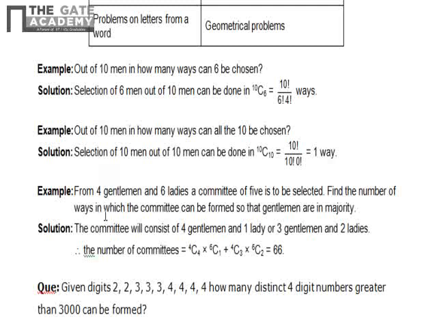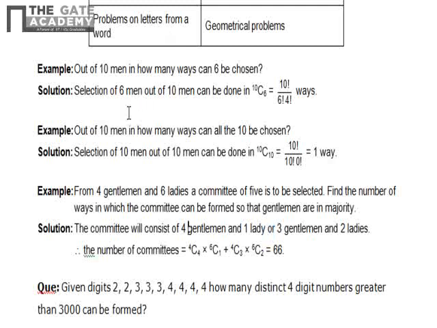From 4 gentlemen and 6 ladies, a committee of 5 is to be selected. Find the number of ways in which the committee can be formed so that gentlemen are in the majority. Here the condition is that gentlemen should be in the majority. The committee will consist of 4 gentlemen and 1 lady, or 3 gentlemen and 2 ladies, because we cannot keep 2 gentlemen and 3 ladies. They have given the condition that gentlemen should be in the majority. So this is one possibility, and this is another possibility. These two are connected with or, so we'll have to add them.